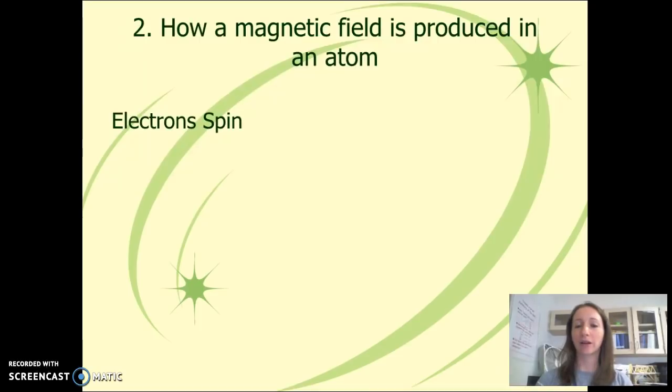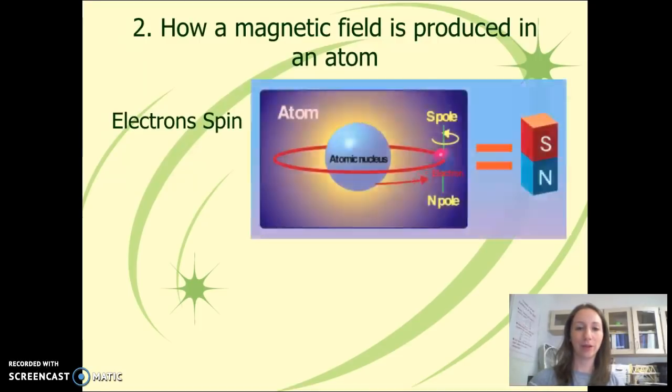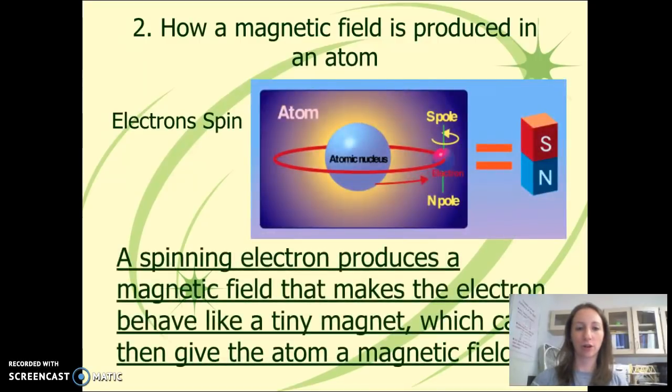Alright, how a magnetic field is produced in an atom. There's something called electron spin. These electrons, like I said, they're spinning around the nucleus, and as they're doing this, they produce a magnetic field that makes them act kind of like a magnet. That gives them their own little mini magnetic field. So here's our little electron zipping around its nucleus, and it's created its own little magnet, a South Pole and a North Pole.